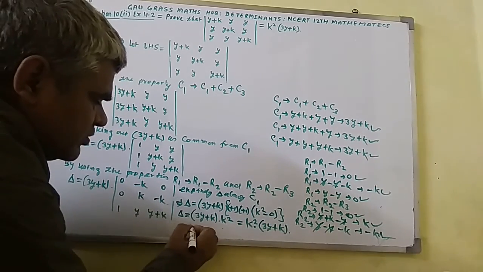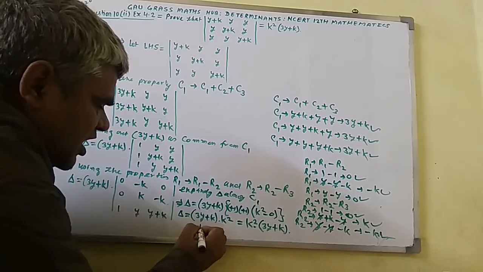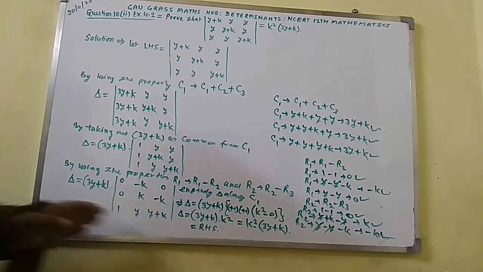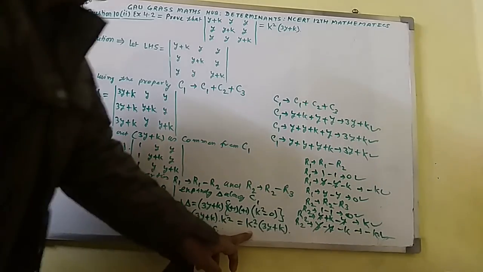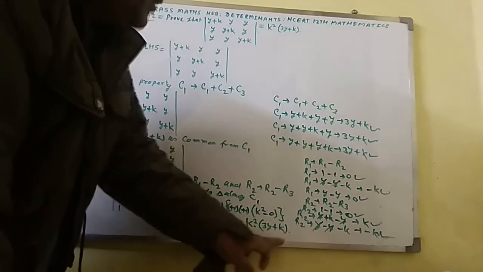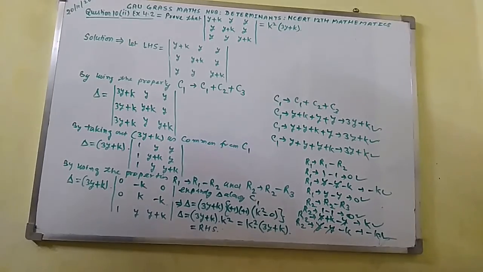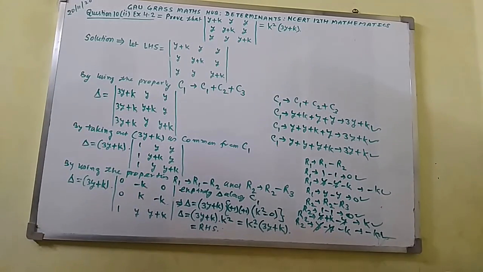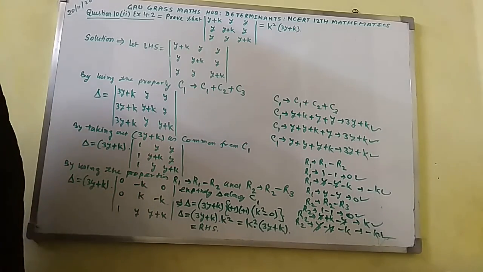This thing equals the RHS. Just compare the LHS with the RHS. You have got k square dot 3y plus k. This is the complete solution and explanation of question number 10, part 2, exercise 4.2, chapter 4, Determinants, in NCERT 12 math.